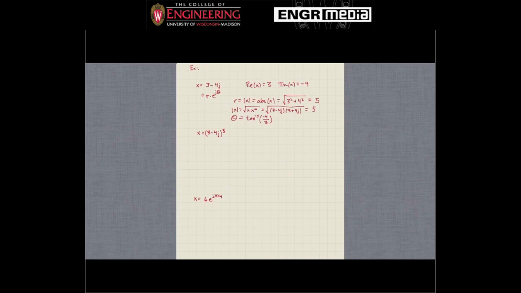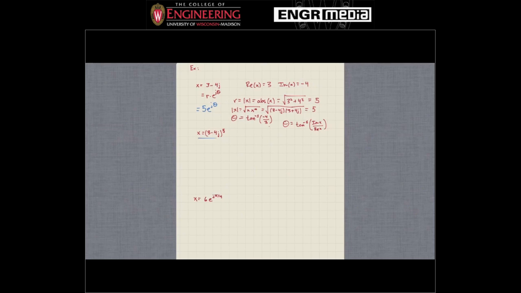Okay, and more generally, theta equals tangent inverse of the imaginary part of x divided by the real part of x. All right. So let me come back up here, and now we can just write this number as 5 e to the j theta, right? Where theta is just the inverse tangent of minus 4 over 3, right? You could just evaluate that on a calculator.